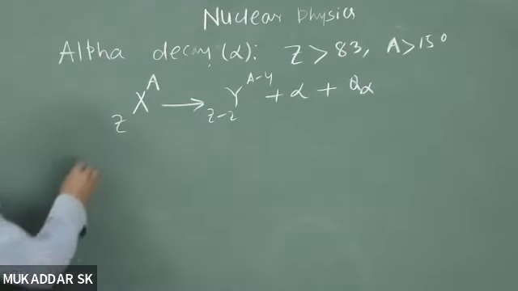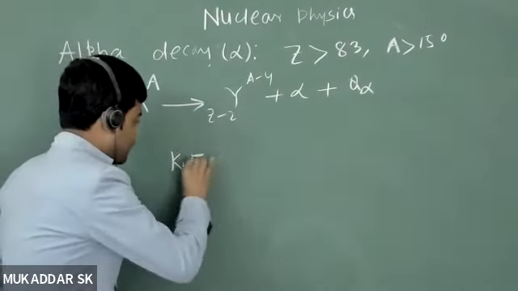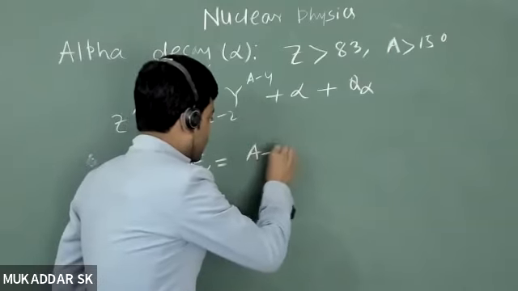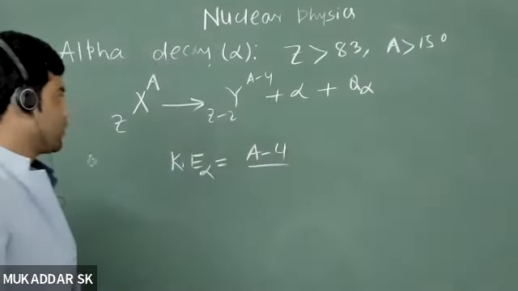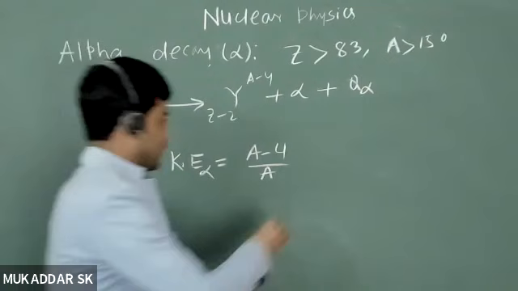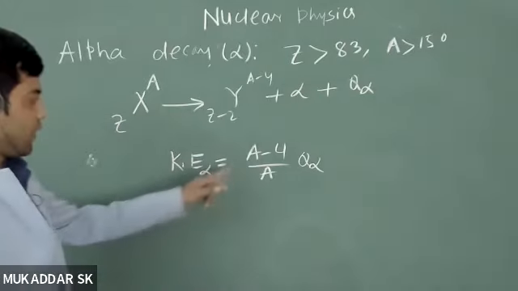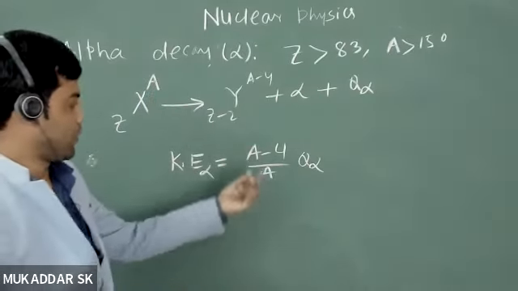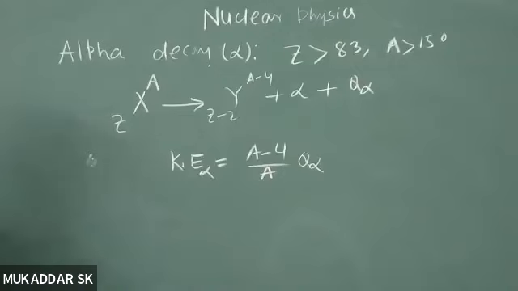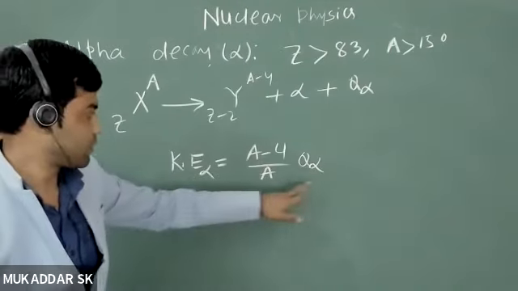We have seen yesterday, I told you that the kinetic energy of the emitted alpha particle will be A minus 4, the mass number of the daughter nucleus, divided by the mass number of the parent nucleus, times the energy released. Since A is a large number, greater than 150, in front of that the 4 is nothing. That's why this number is very close to unity. That's why the kinetic energy of the emitted alpha particle tends to the energy released.